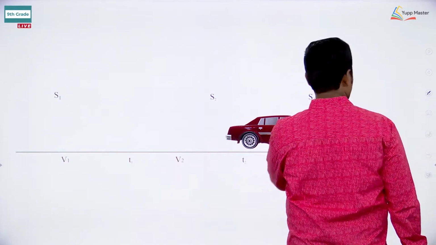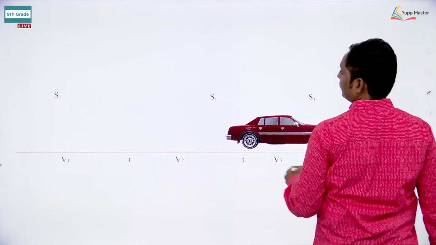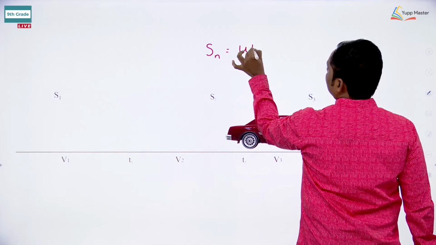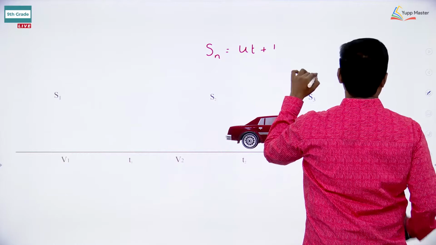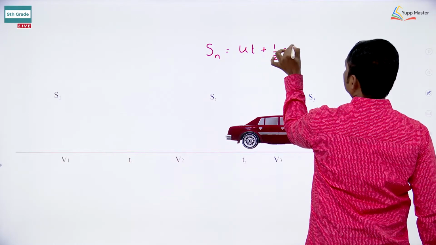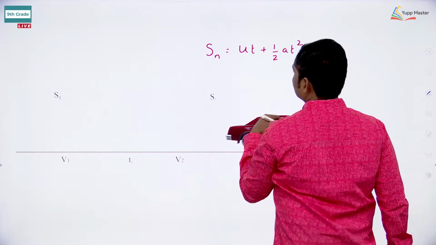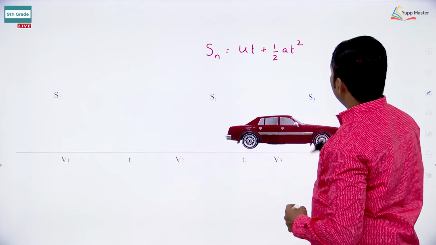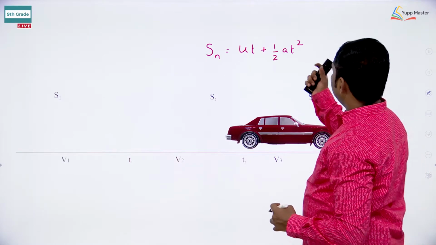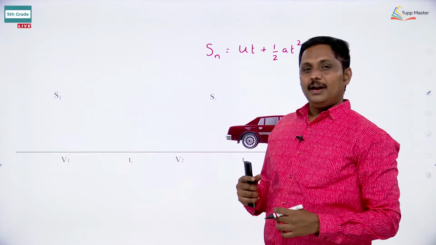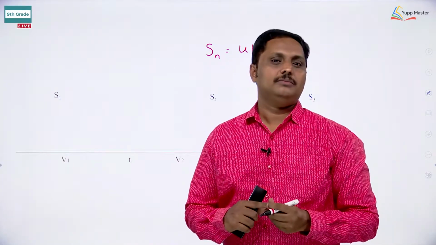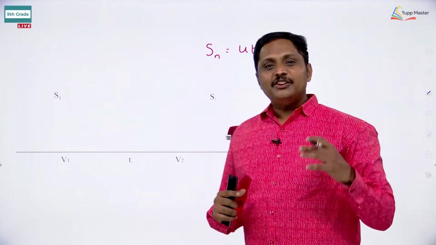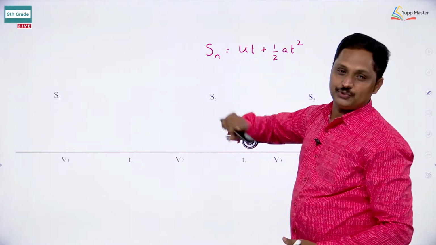You have taken the case study, just you will identify that Sn is equal to ut plus half at square. This is one formula that we can use. So, if the body is already in motion, you can identify some initial speed. If it has started from rest, you have to consider that u is equal to 0.